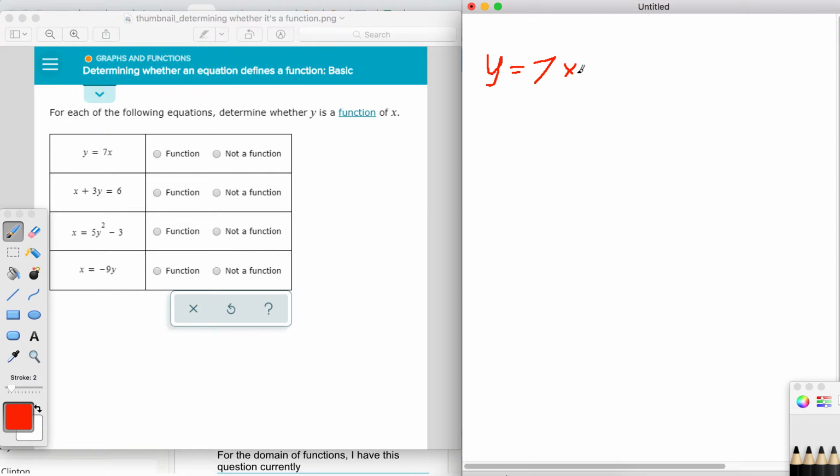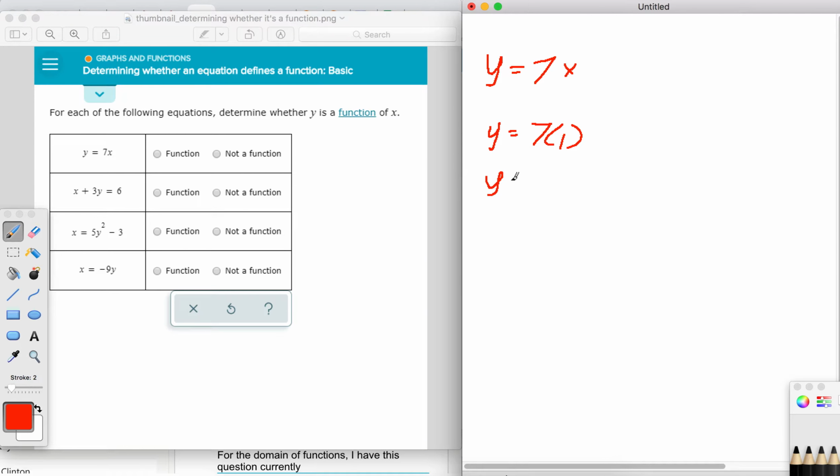If you plug in a 1 for x, you can pick any number to start playing around with it, to start getting an idea. If you plug in 1, then 7 times 1 makes 7. There's only one possible output for y. Y has to equal 7, okay? So that means it's looking like a function. We didn't get two possible numbers for y.